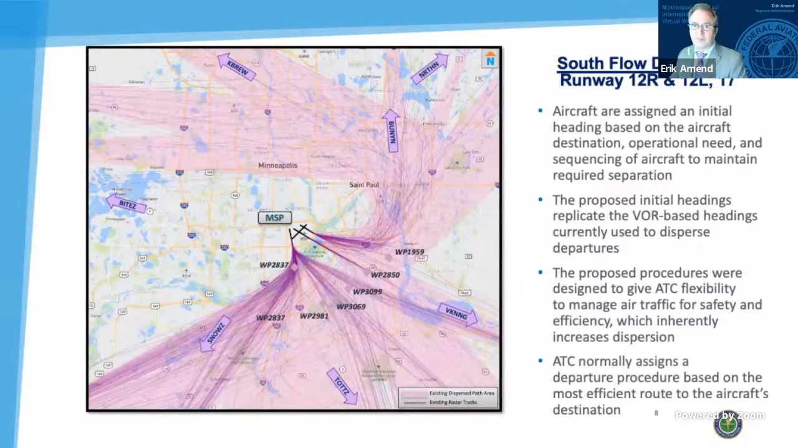Let's kick that over to Sean for his initial thoughts. It sounds like you picked flight tracks based on what the airlines would want and don't consider the community noise issues. So Eric, the flight paths are really based upon the city pair.